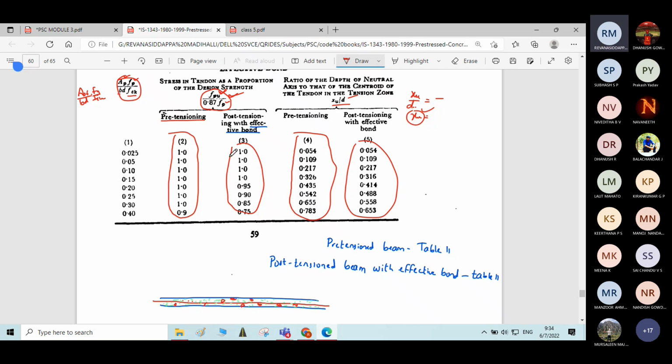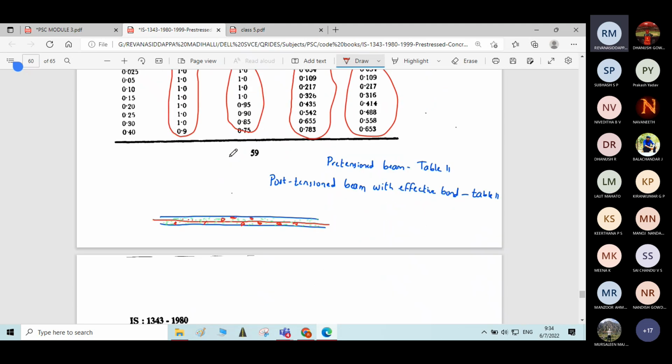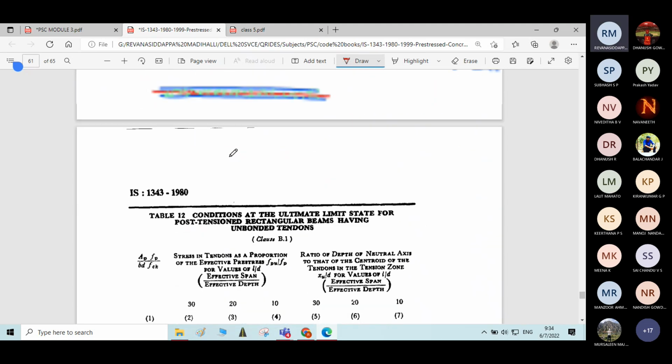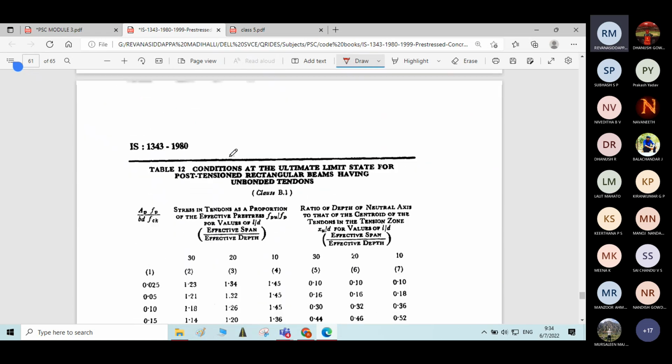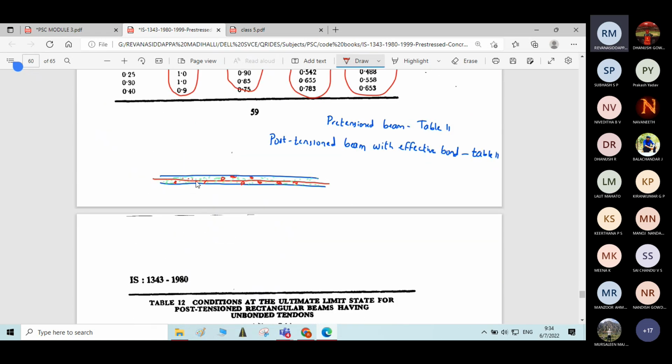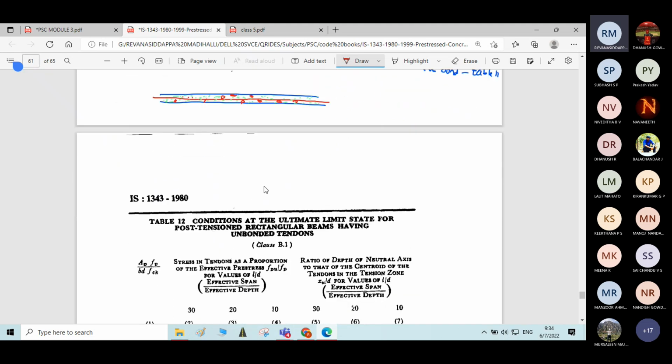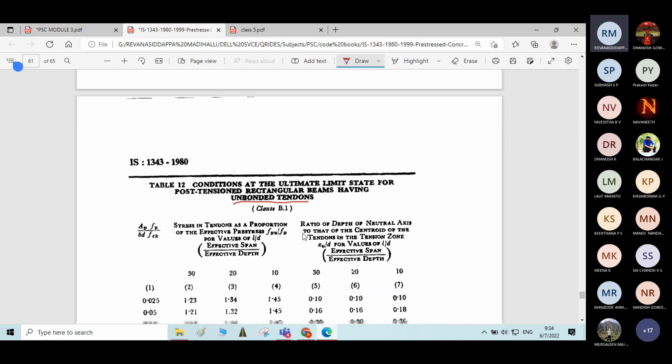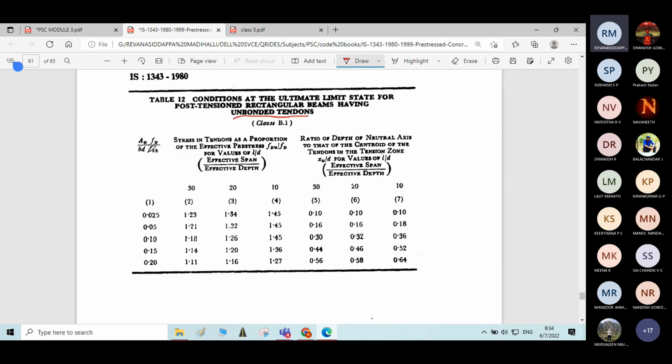In the problem, if it says post-tensioned beam without effective bond, that is, whatever space is left in the duct, if it is not filled with cement mortar, then it is post-tension beam without effective bond, or unbonded tendons. You can see here: conditions at the ultimate limit state for post-tension rectangular beams having unbonded tendons. Unbonded tendons. So here also the ratio, we have to find this AP FP by BD FCK ratio.